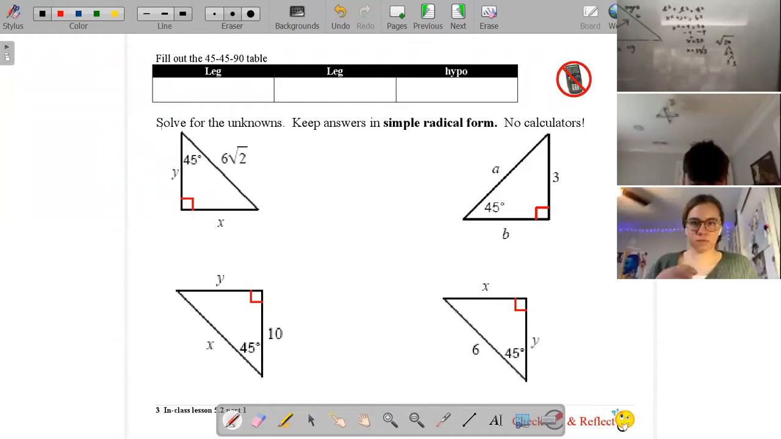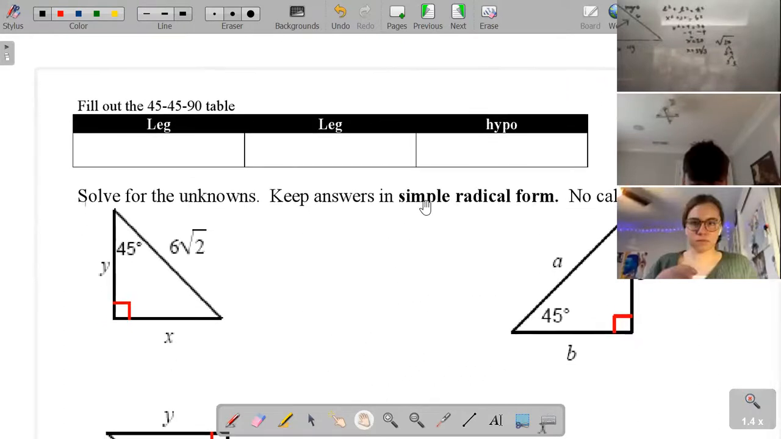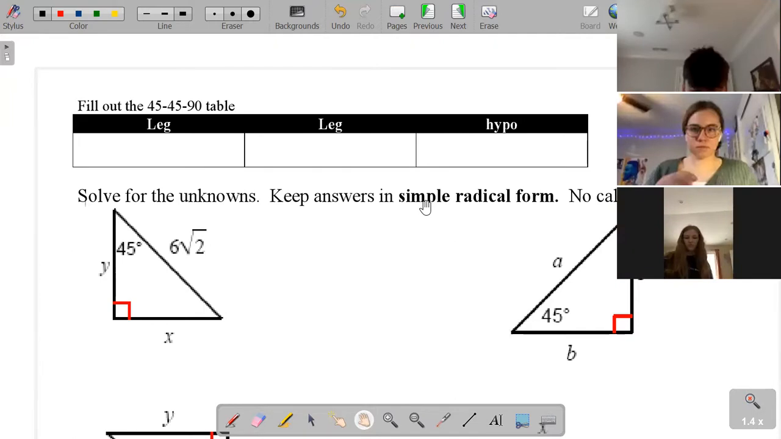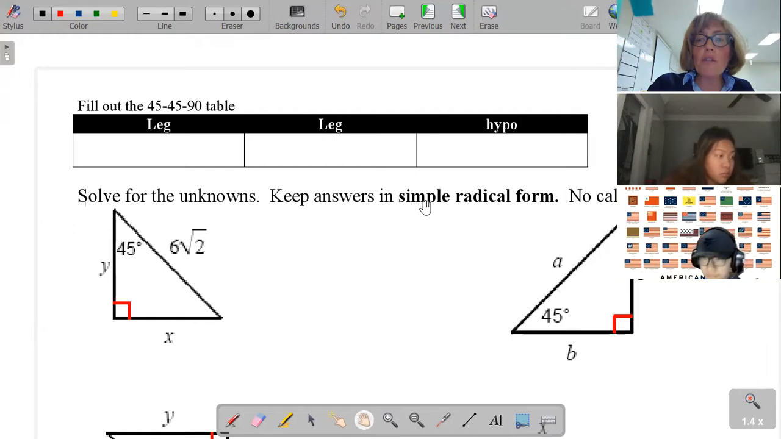Ready? Tim, I'd like you to chant out for us. What is the 45, 45, 90 chant? Go. Oh, I forgot the chant. Sorry. Okay, well, stay off mute. Okay, and then ready? Avery, how does the 45, 45, 90 chant go? I want you to say it. I'll say it with you, but you start.